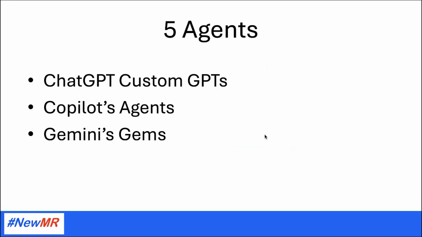The fifth topic we're going to look at is agents. So agents are readily available in ChatGPT. They're called GPTs. They're in Copilot. They are at least called agents. They're in Gemini. They're called gems. Probably some of the others too.